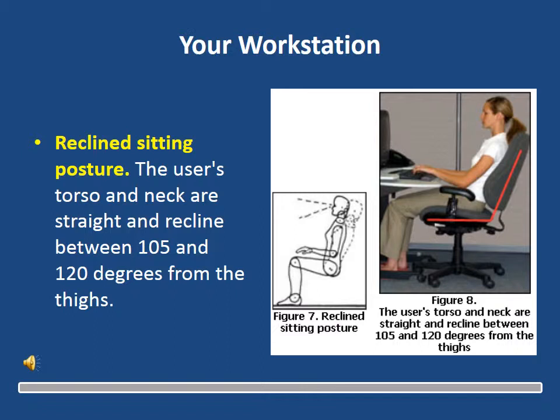The head is just above the shoulders. The person is slightly reclined. The lower legs are parallel to the floor, and the feet sit below the knees. The person's gaze is slightly downward towards the monitor. This is a good example of someone sitting in the proper reclined sitting posture.